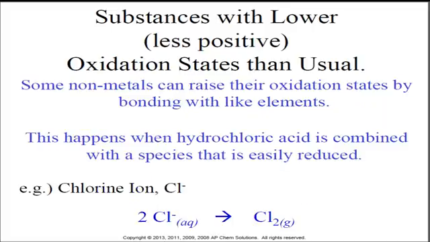Some nonmetals are going to raise their oxidation states by bonding with like elements. This is what happens when hydrochloric acid combines with a species that's easily reduced. The chloride ion goes from a -1 charge into a 0 charge with chlorine gas.